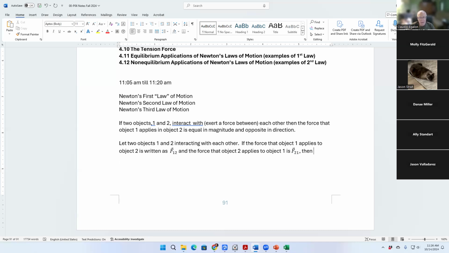Then there is a relationship between those two forces. That's what Newton's third law is all about. And this relationship is given by the following formula: F12 is equal to minus F21. Equal in magnitude, but opposite in direction.